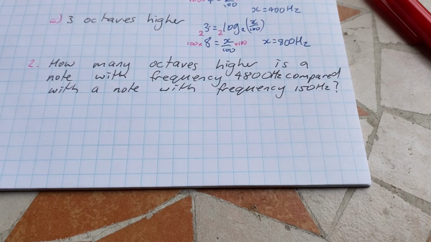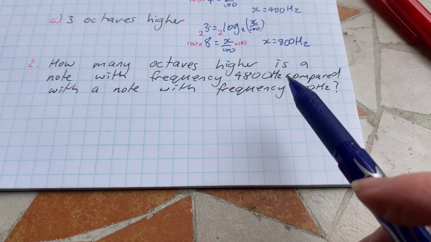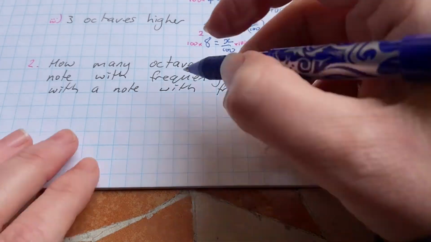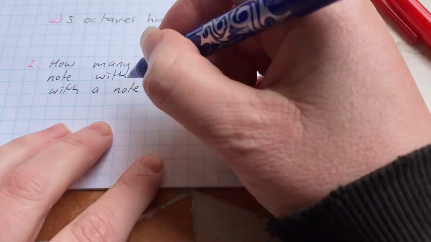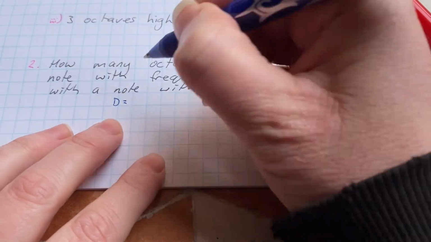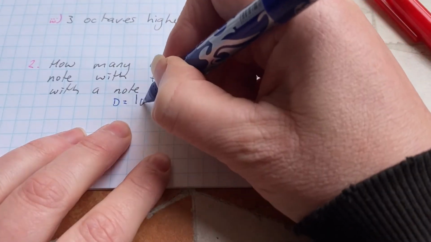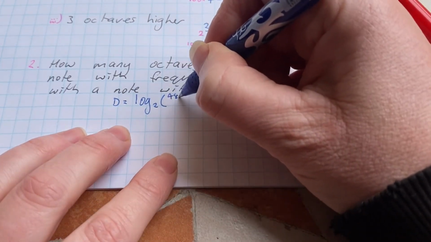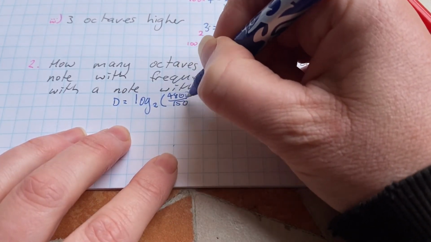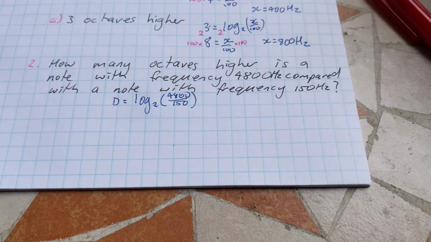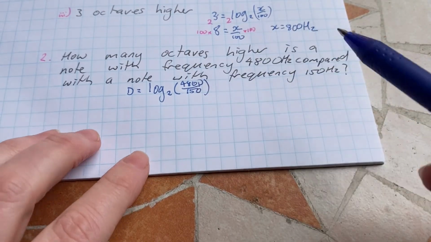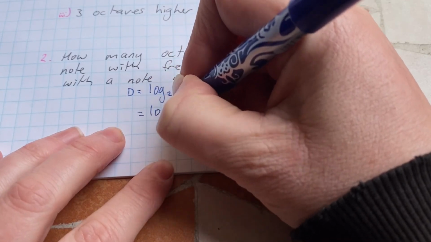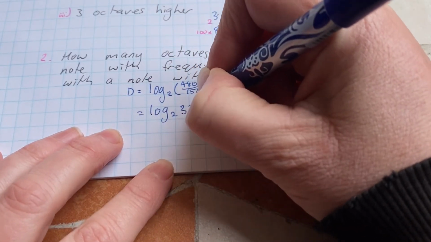Okay, in this final question, how many octaves higher is a note with a frequency of 4,800 hertz compared with a note of frequency 150 hertz? So we know that the difference in the octaves, I'm just going to use D again, is log base 2 of 4800 over 150. Now 4800 over 150 is equal to 32. So that's log base 2 of 32.